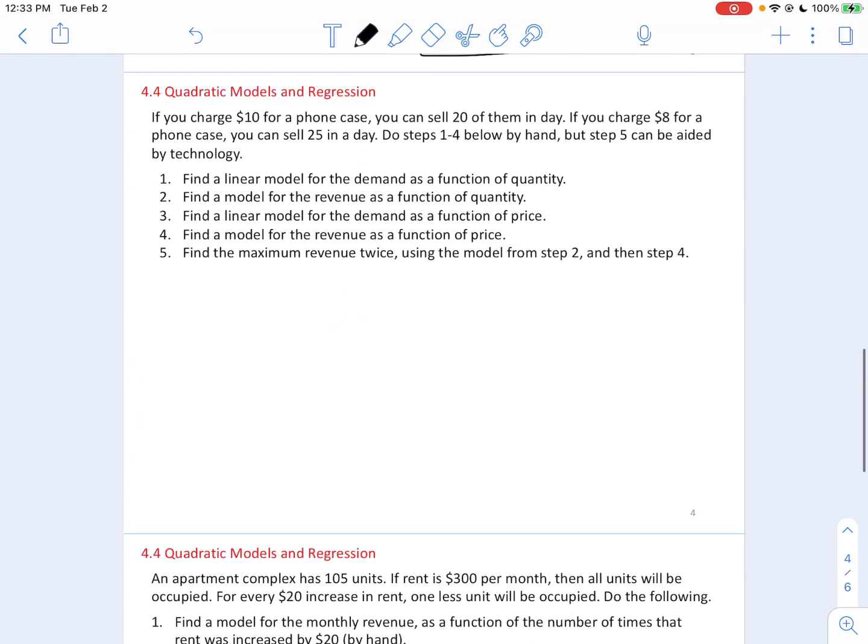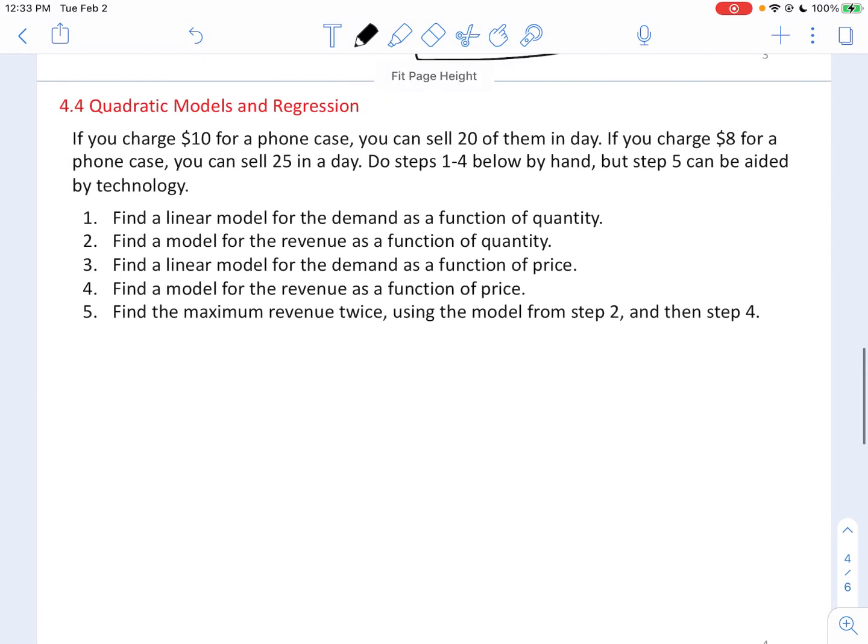If you charge $10 for a phone case, you can sell 20 of them in a day. If you charge $8 for a phone case, you can sell 25 in a day. Do steps 1 through 4 by hand, but step 5 can be aided by technology. Find a linear model for the demand as a function of quantity. Now the word demand is simply how much you can sell. It's the relationship, I should say, between how much you can charge and how much you can sell at that price. We need to introduce some letters here.